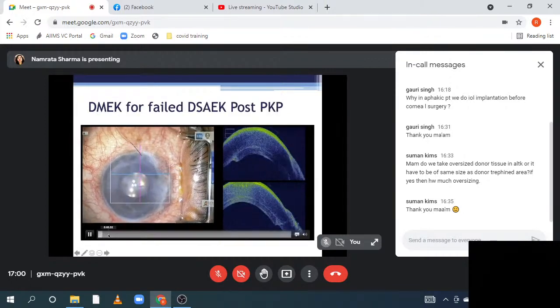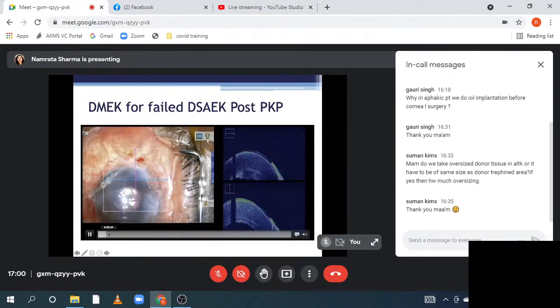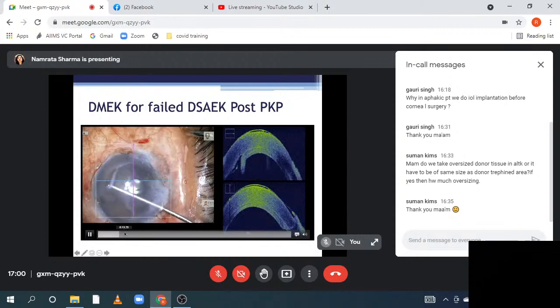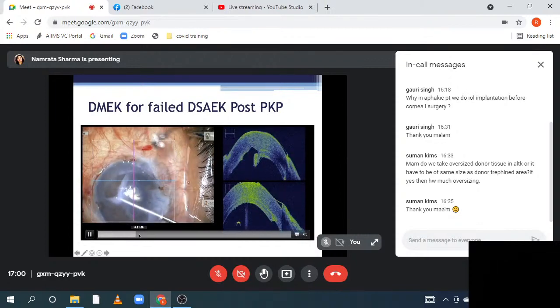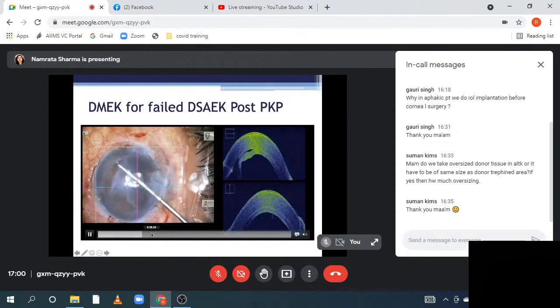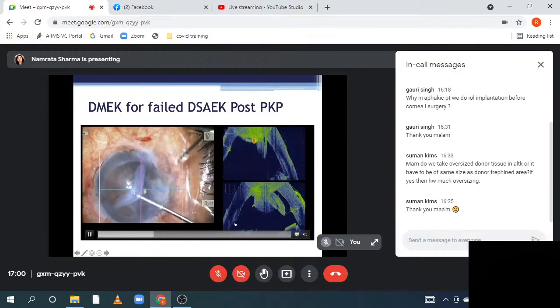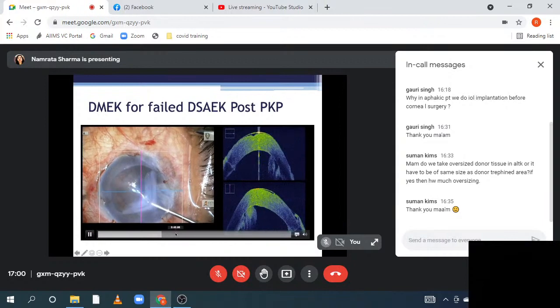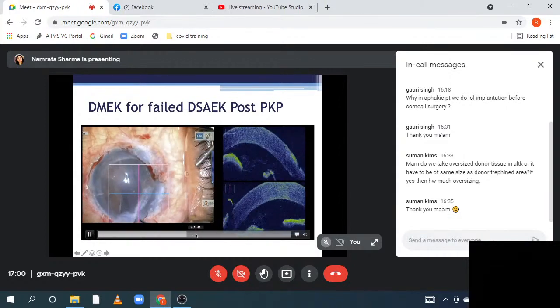Of course, when we transitioned from DSEK to DMEK, we realized that there were cases of failed DSEK and we could do a DMEK in them. So the visual quality would be much better. This is a failed DSEK. You notice that we are removing the graft. It's so thick. Here also it can be seen. Can be seen here also. So it's very much doable.